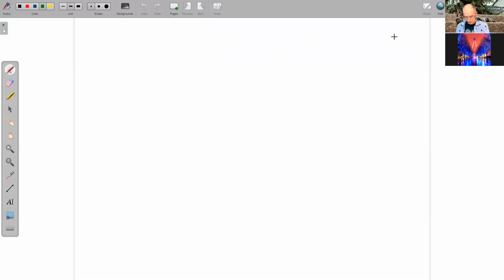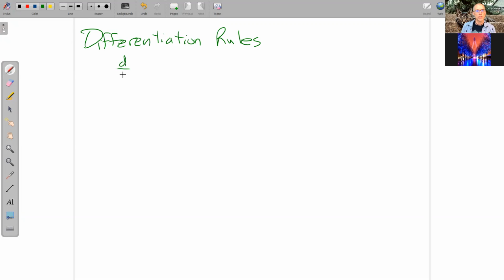So we've accumulated a bunch of rules up to the chain rule now. So let's do a quick summary of the rules that we know so far. If we take the derivative with respect to x of some constant, the derivative is 0. The derivative with respect to x of something simple like x itself is 1.